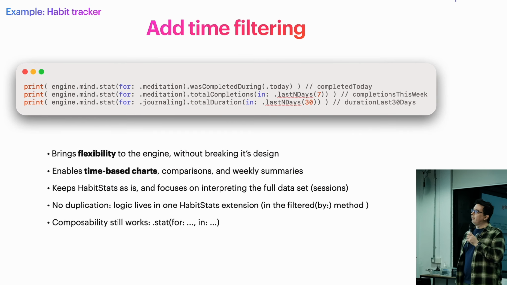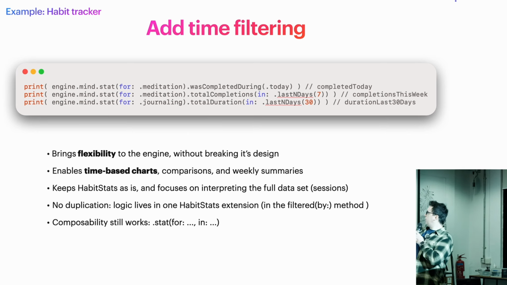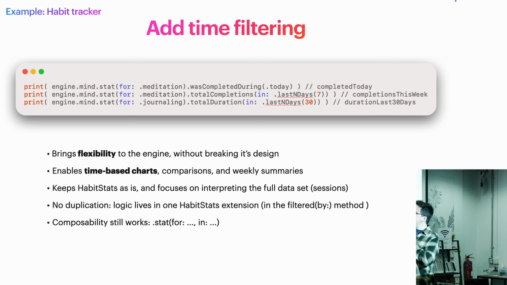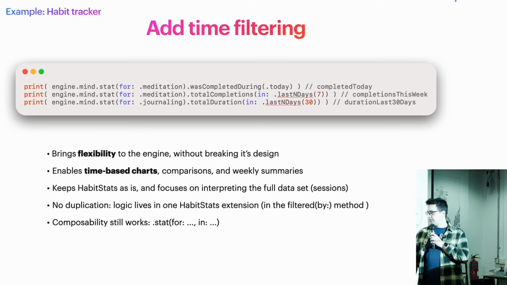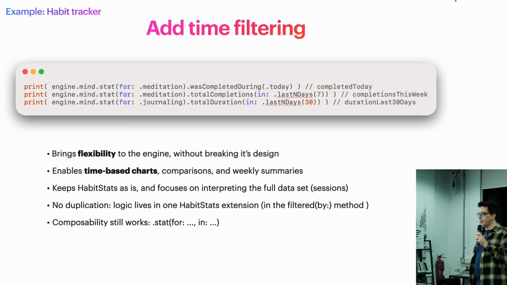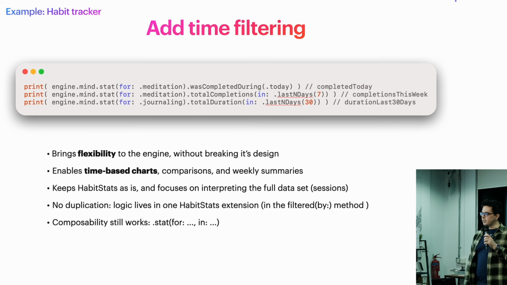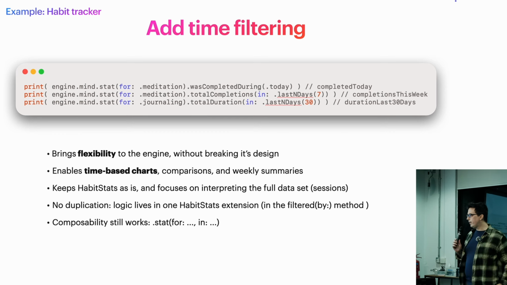And so now we can easily see, for example, how many meditations I did in the last 7 days, or the total duration of journaling in the last 30 days. So we just added flexibility to the engine without breaking the design. We enable time-based charts, comparison, etc. So our app is more and more powerful. And we didn't touch HabitStats, and we didn't duplicate.